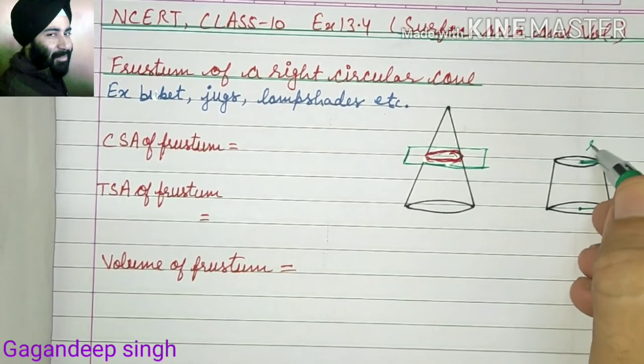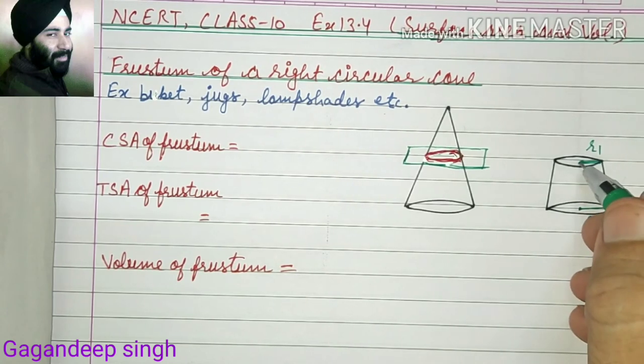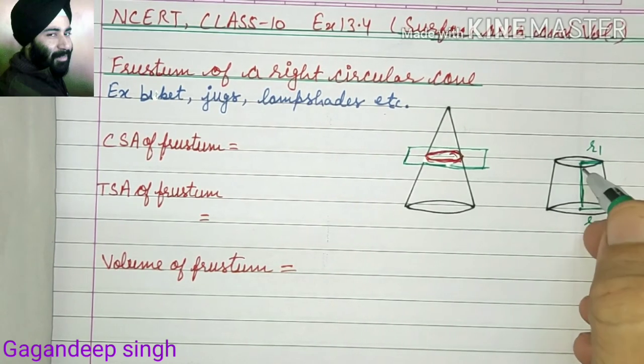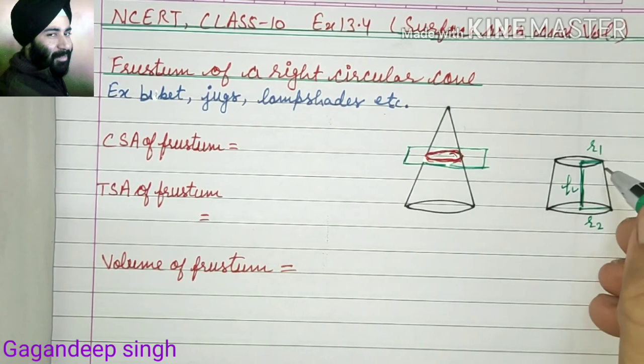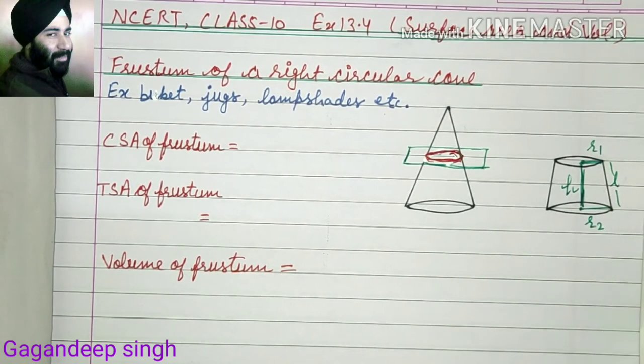Radius of top is r1 and radius of base is r2, and this distance is known as vertical height and this distance is known as slant height of the frustum. So let us write formulas.